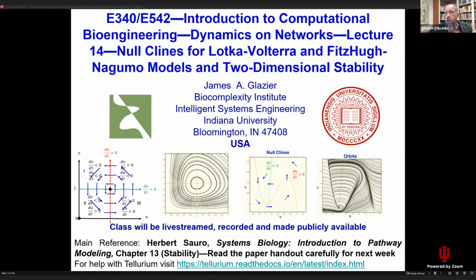We're going to continue today talking about Null Clines and then I hope start on two-dimensional stability. We had reviewed Null Clines very briefly last time, and today I want to dig in a little bit to the Null Clines, doing the exercise that we went through very quickly in the end of last class, and then doing a more interesting exercise on the FitzHugh-Nagumo model.